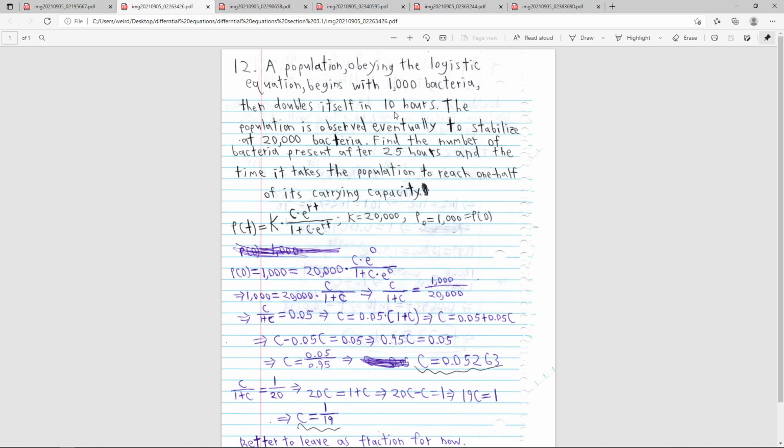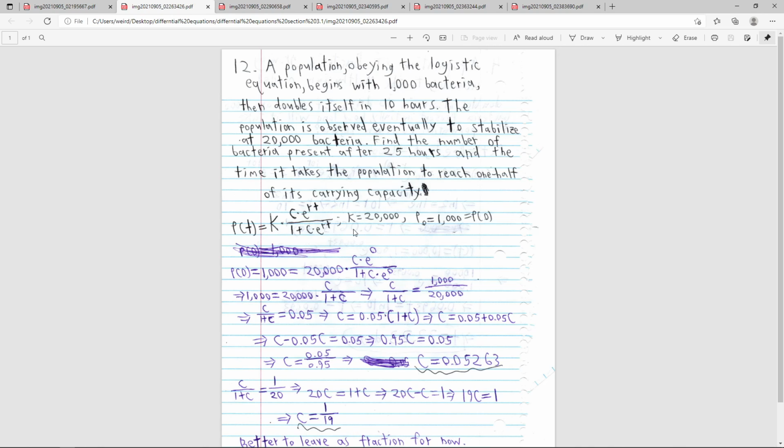So we have a population obeying the logistic equation that begins with 1,000 bacteria. Then it doubles itself in 10 hours. The population is observed eventually to stabilize at 20,000 bacteria. So that's our K value, what it stabilizes at, or what they often word it as, or will level off at. Many different terms mean the same thing. That's carrying capacity. So we find the number of bacteria present after 25 hours and the time it takes the population to reach 1/2 of its carrying capacity. So K equals 20,000 and P0 equals 1,000.